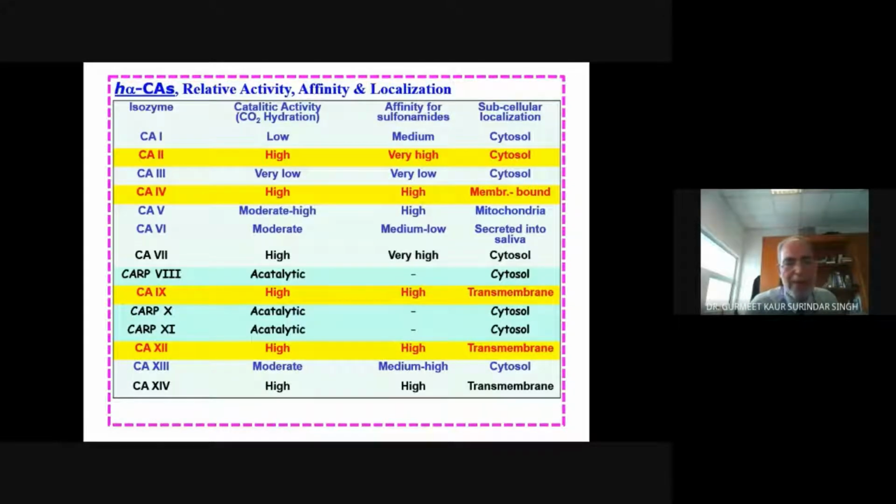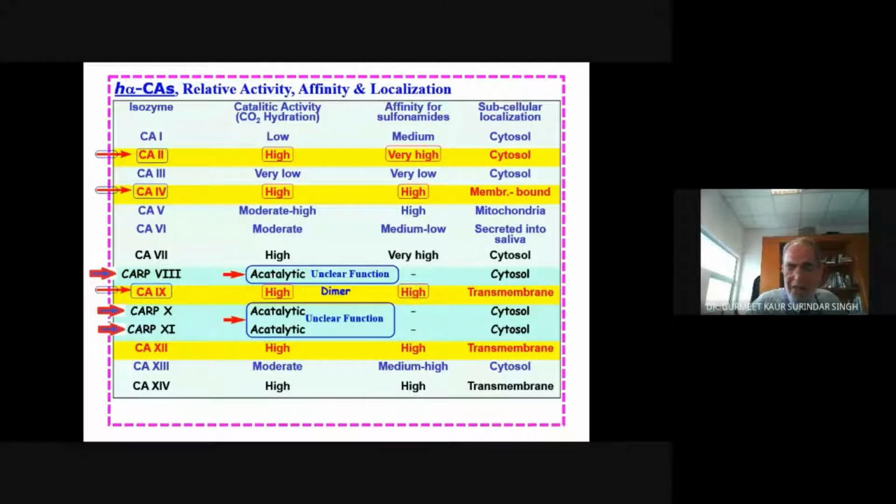Carbonic anhydrase 9 is missing in most of the solid tumors, but carbonic anhydrase 12 is not like that. So we can see carbonic anhydrase 2 has high catalytic activity and high affinity for sulfa or for the inhibitor in general. And carbonic anhydrase 9 and 12 are also highly expressed, but we can notice that carbonic anhydrase 8, 10 and 11, these three are not yet fully understood, and they need to be explored.